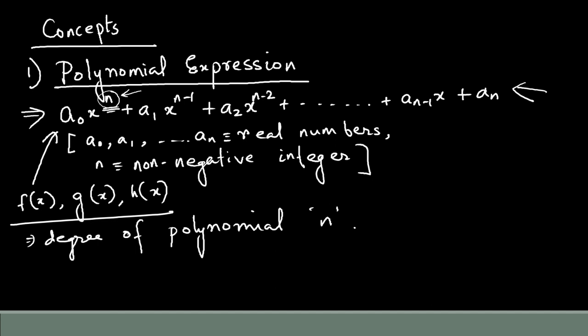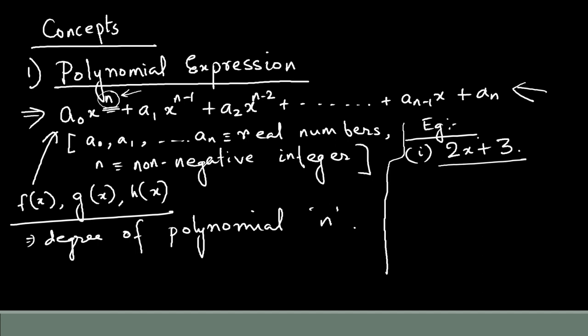So let me give some examples on polynomial expressions just to build the concept more. Let's say you have this polynomial expression 2x plus 3. What is the degree here? 1, right? So this is a polynomial expression of degree 1. A polynomial of degree 1 is also called a linear polynomial.